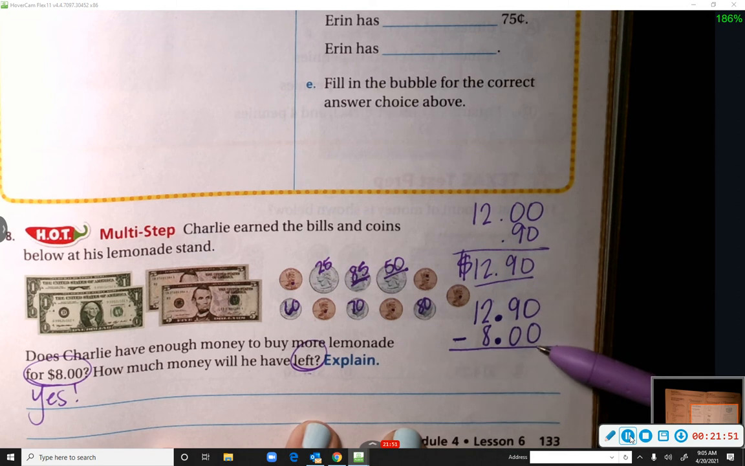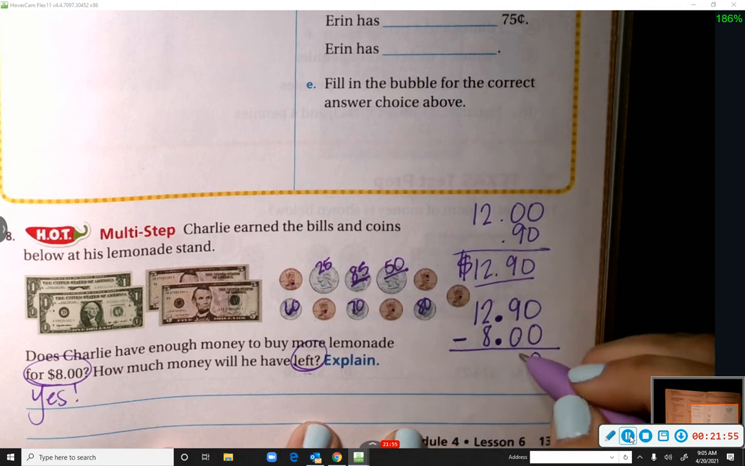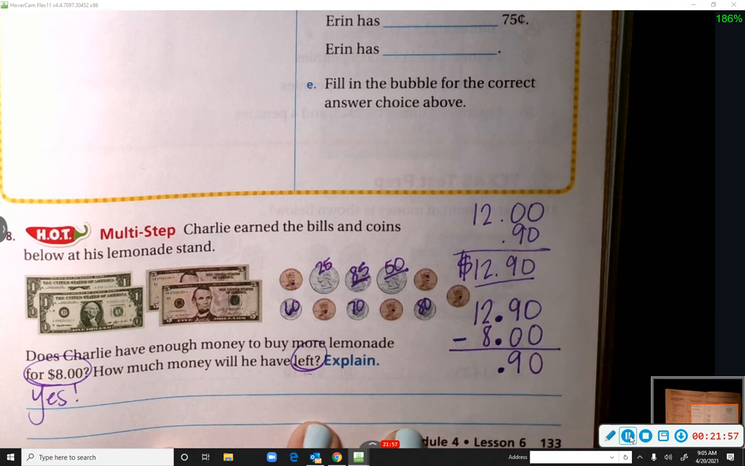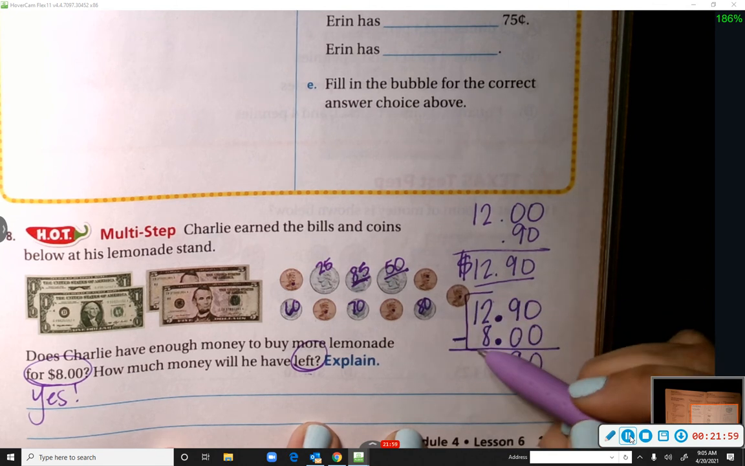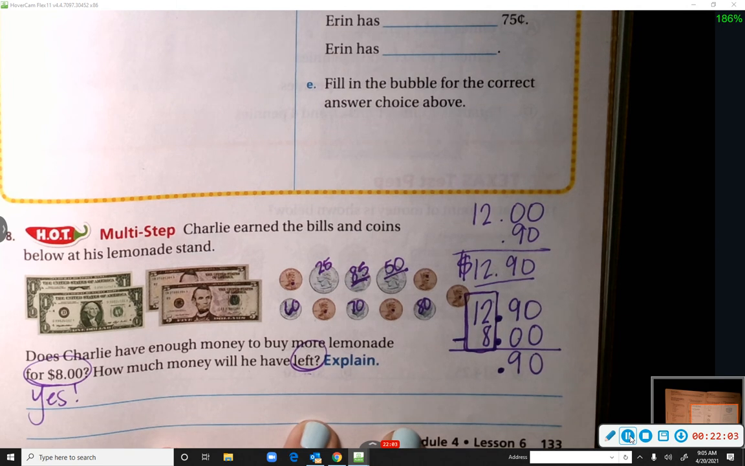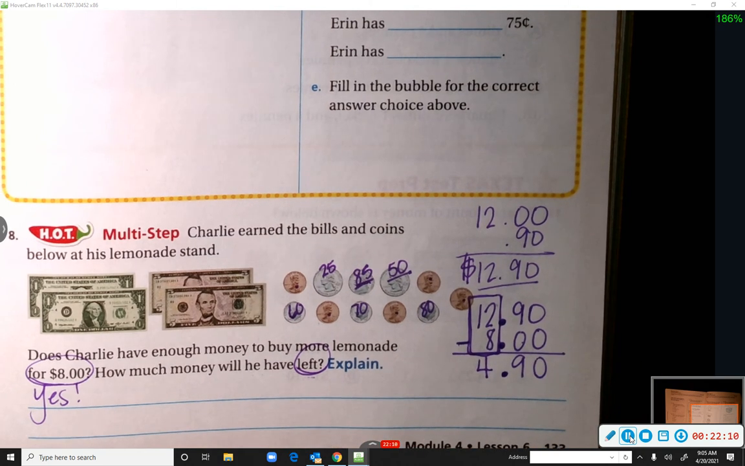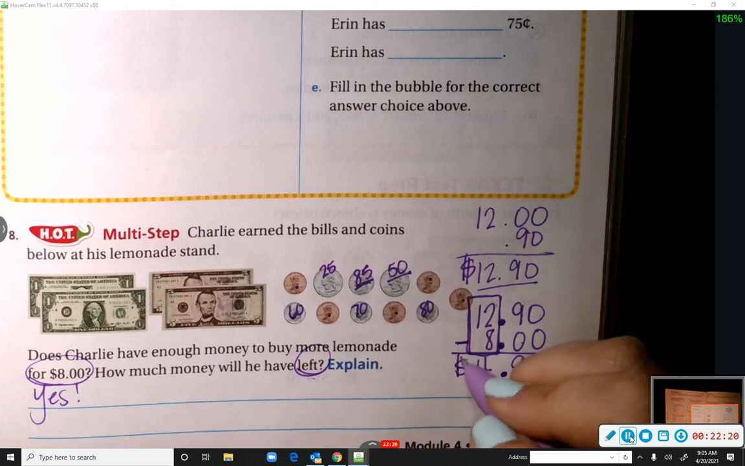Right? 0 minus 0 is 0. 9 minus 0, 9. Okay, and I'm just not going to worry about borrowing. I'm going to group this together. 12 minus 8, 4. Okay, so 490. 490 is how much you would have left. Any questions on that one? Any questions? Okay.